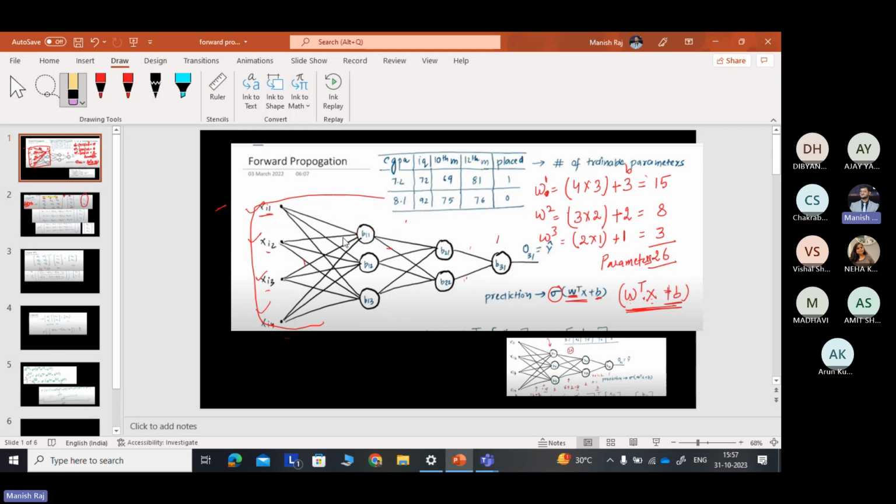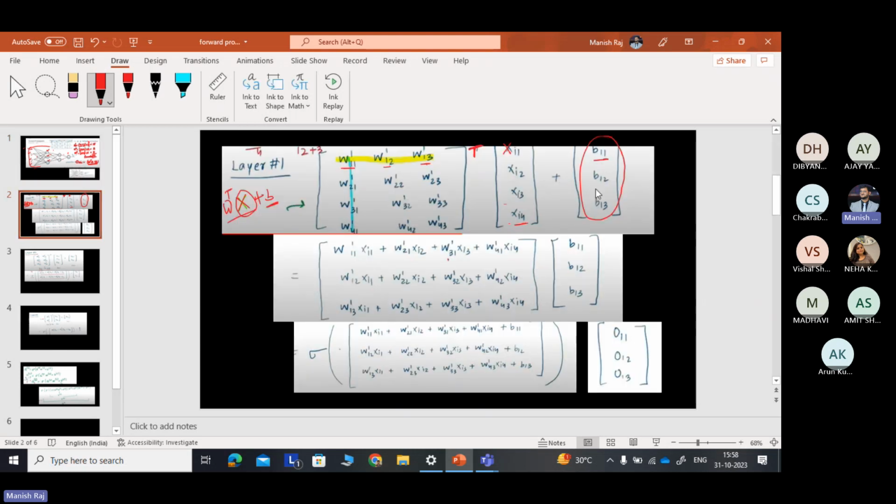So what is happening? In this part, I have already told you, you have three biases, because there are 12 connections and three biases. The three biases are B11, B12, and B13. So when you multiply, this is the equation W transpose X plus B. We are doing the same thing. You will multiply this and get this part, and then you add the bias, so after adding you get B11, B12, and B13. This type of equation you will get.